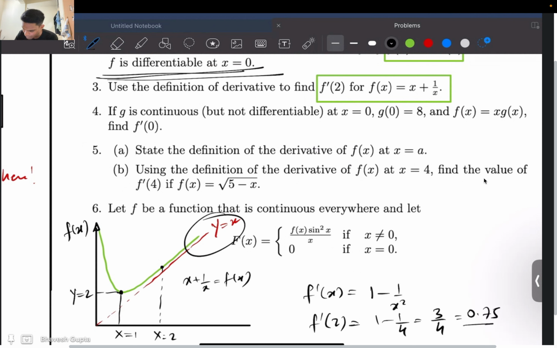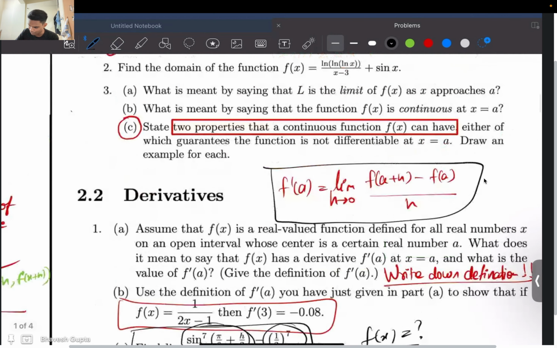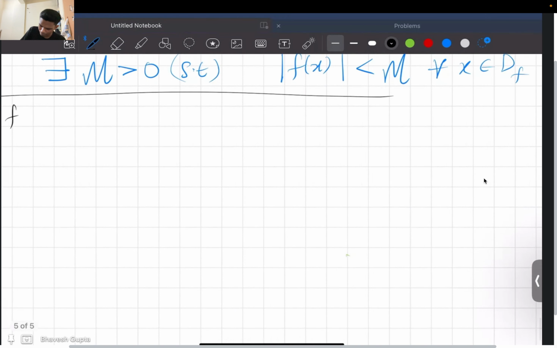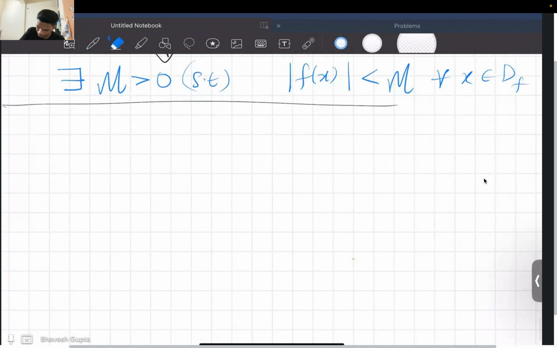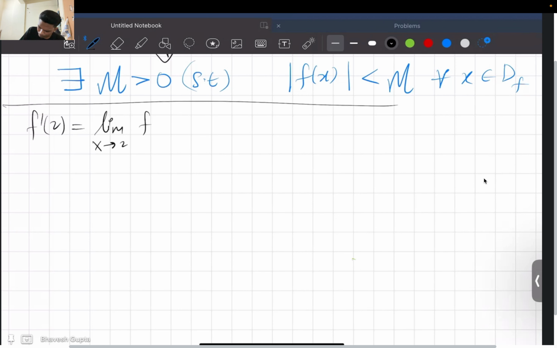But over here, we have to use the definition. That means you have to use this particular formula. So I can show you that. f dash 2, oh, again and again I make the same mistake.